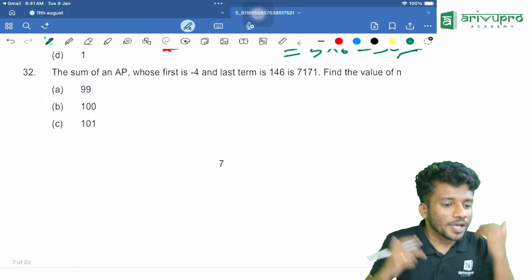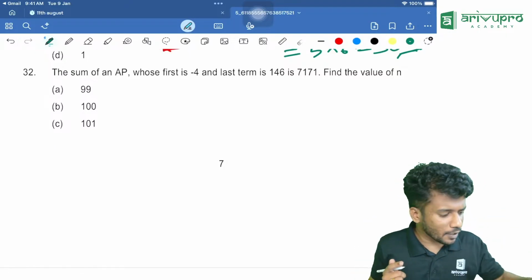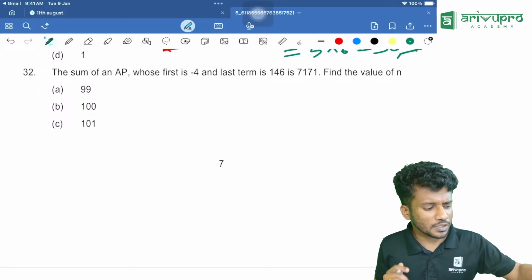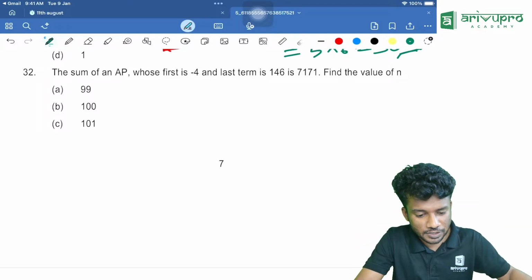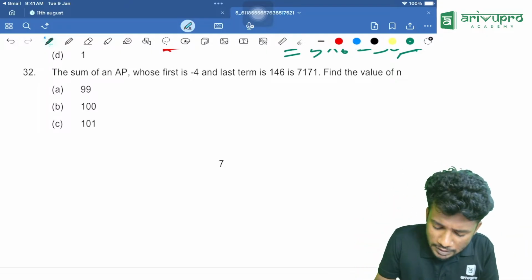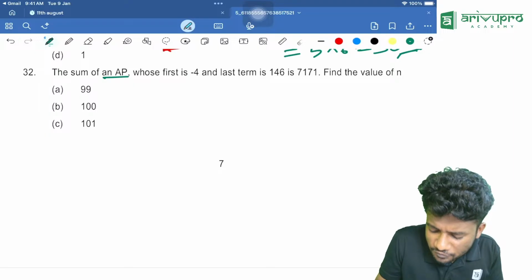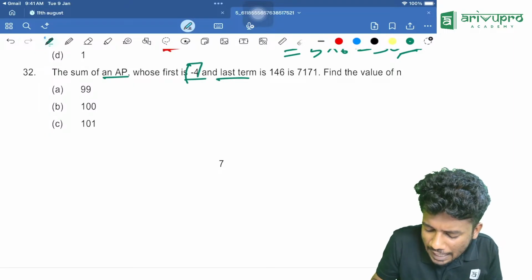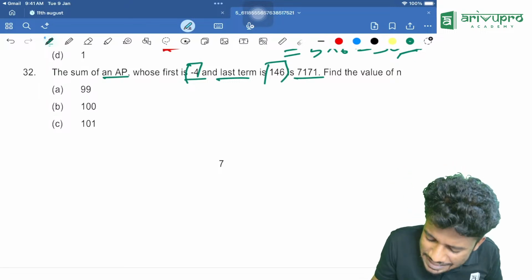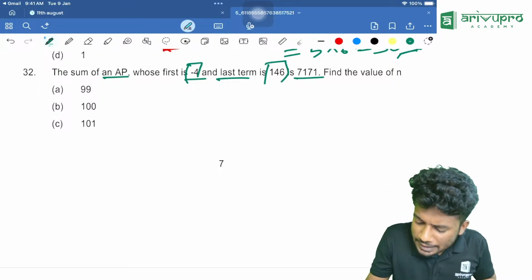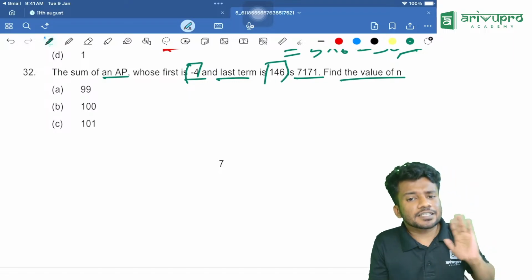Now we are going to sequence and series, people. Did you understand the last question? Yes, we are just using the logic of circular permutation over here. Next one. The sum of an AP whose first term is -4 and the last term is 146 is 7171. Then what is the value of n?